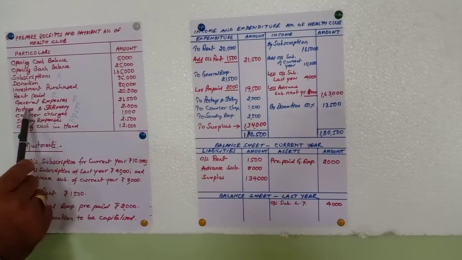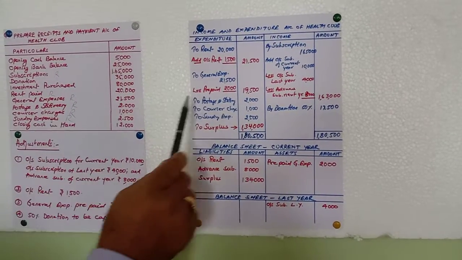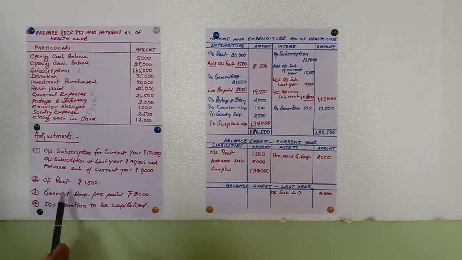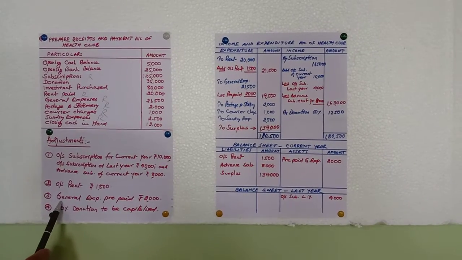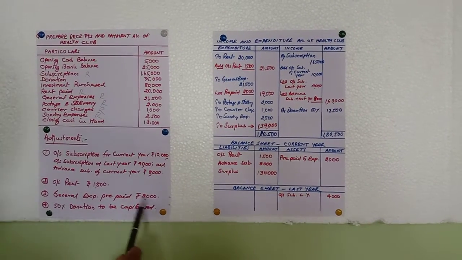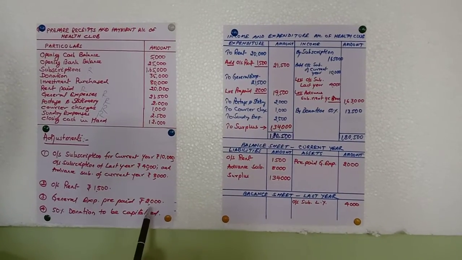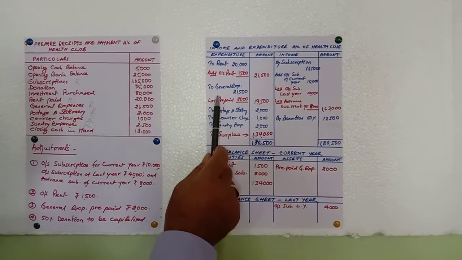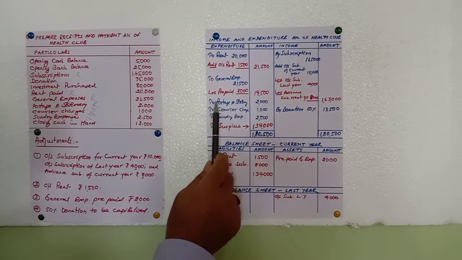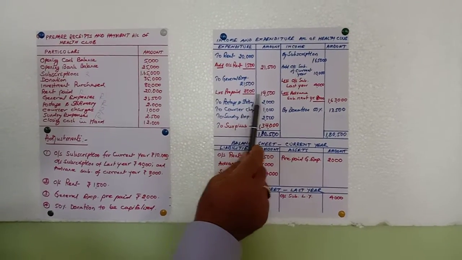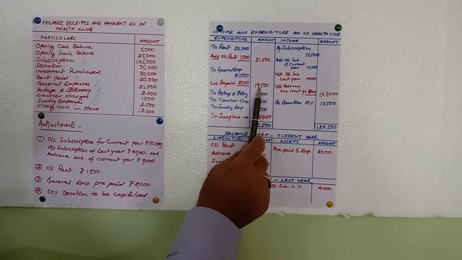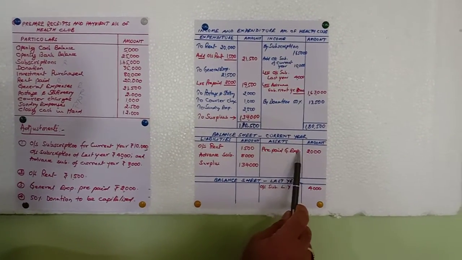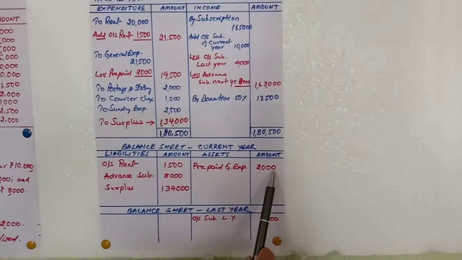Coming to next payment, general expenses. General expenses given here is 21,500. Now here in third adjustment what they are saying, general expenses prepaid. If you remember last year's all adjustments of final account, it says all prepaid should be minus. Now what I did is general expenses 21,500, I minus 2,000 rupees. So outer column 19,500, and where the second effect will be, it will be there in asset as prepaid general expenses 2,000.